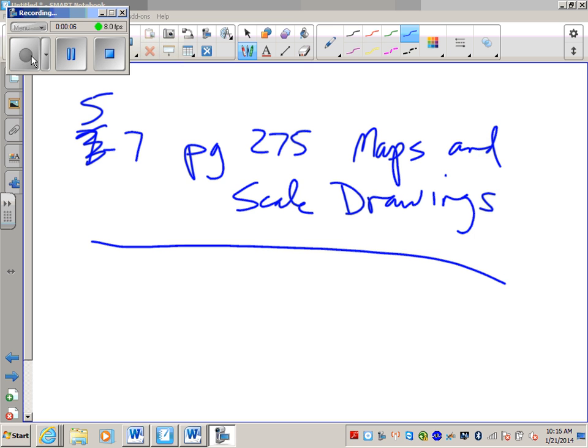Okay, maps, scale drawings. A scale drawing is an enlarged or reduced drawing of an object that is similar to the actual object. Similar, as we talked before, means what? Same shape, different size. So if you are using a map and it's drawn, as they say, to scale, it's shrunken down accurately. That's why in the corner of a map they give you that little key that says 1 inch is equal to 100 miles.